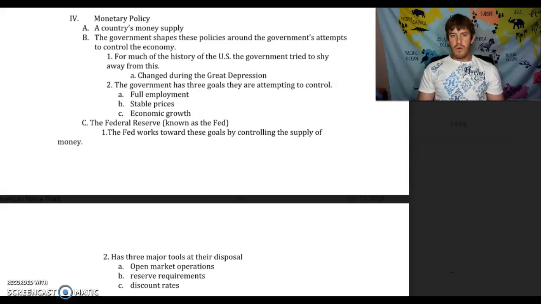So that does it, guys, for our look at fiscal policy, kind of how the government manages money and the economy and all that.